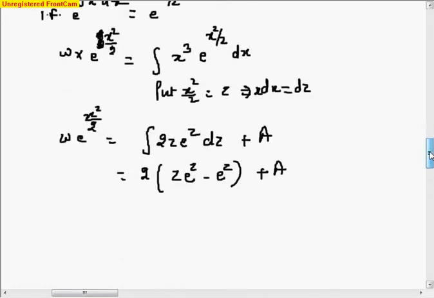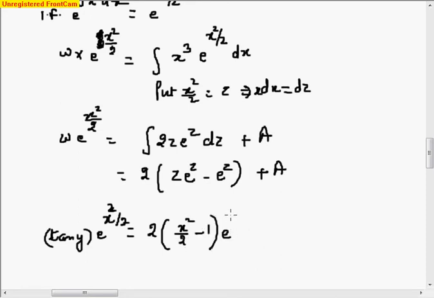Now you can put the value of z back, and w back. w was your tan y. So your solution is finally tan y into e raised to power x square by 2 is equal to 2 into, z is your x square by 2, minus 1, e raised to power z is your x square by 2, plus a, right? This is your solution.